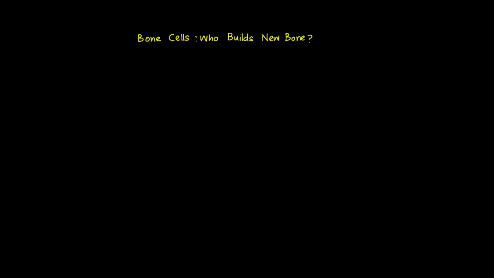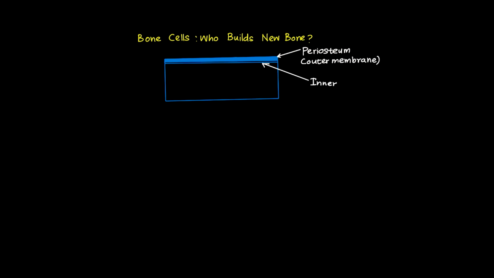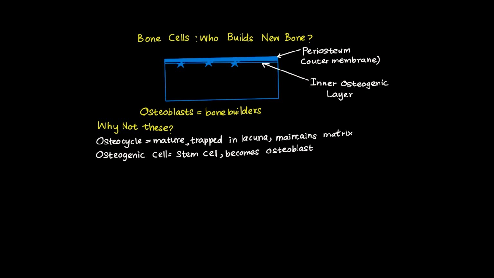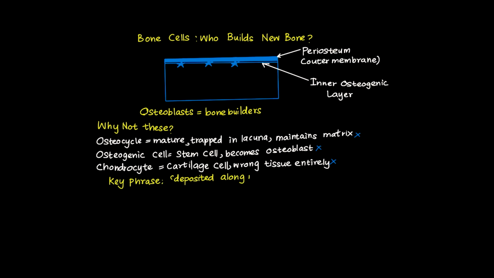This question zeroes in on which bone cell actually builds new bone. The answer is the osteoblast. During fracture repair, osteoblasts sitting in the inner layer of the periosteum go to work laying down fresh bone matrix. That inner layer is called the osteogenic layer. It's where bone formation happens. Now, osteocytes are mature bone cells already locked inside lacunae. They maintain the matrix that's already there, but they're done building. Osteogenic cells are the stem cells that become osteoblasts. They're the precursors, not the builders themselves. And chondrocytes, those are cartilage cells. They live in cartilage matrix, not bone. The question specifically says new bone tissue being deposited along the inner surface of the periosteum, and that's osteoblast territory.